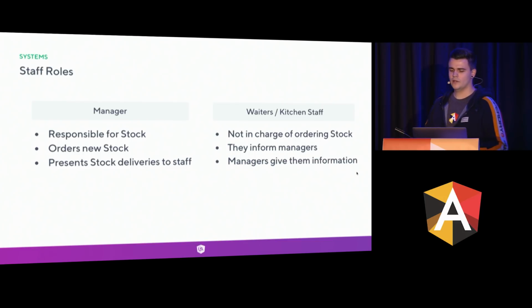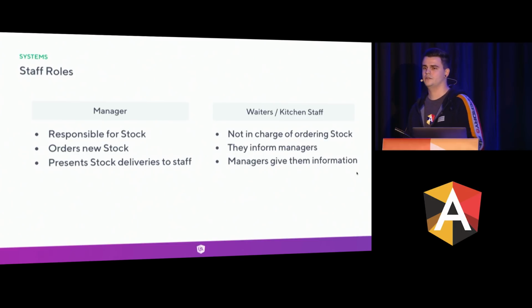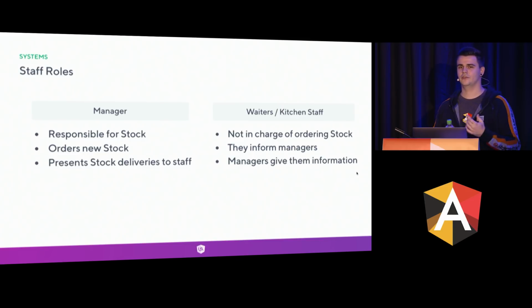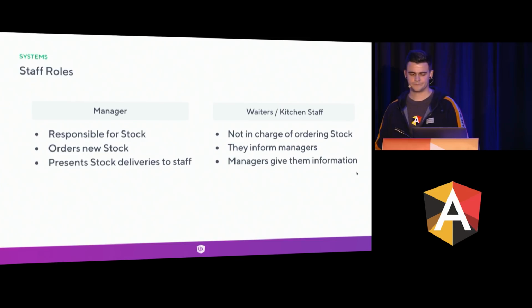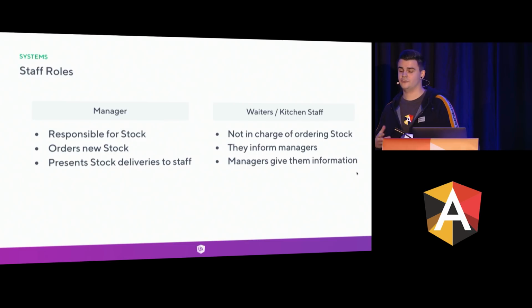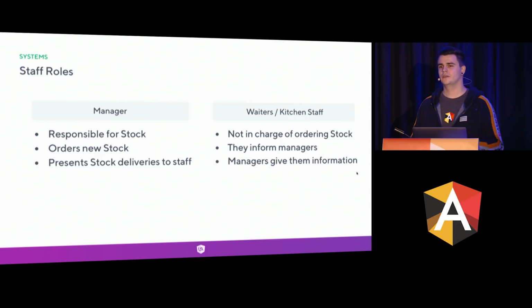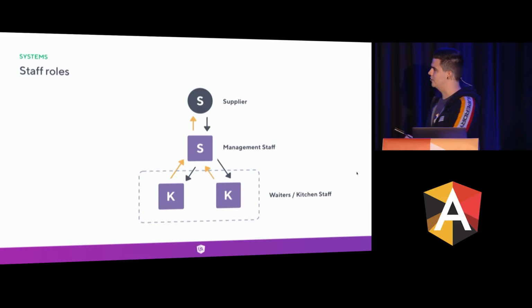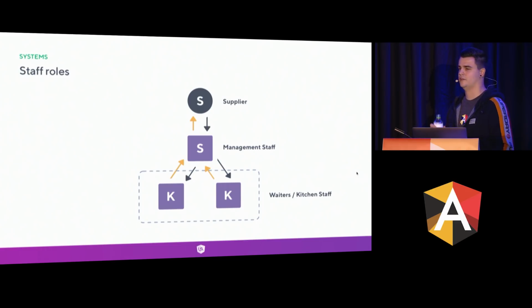So when the kitchen staff needs new stock, they might say, oh, we've run out of burgers, we've run out of pizzas. They will then go and inform the manager. So this is a clear representation of roles. And once the stock has been delivered, the manager then gives them information. So there's a process here of flow of what's happening. You may have seen something like this in a component architecture diagram.